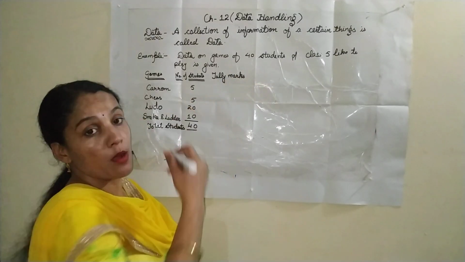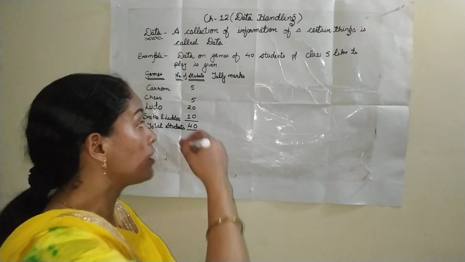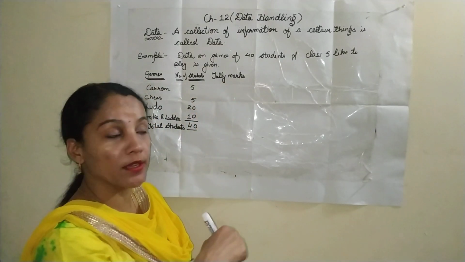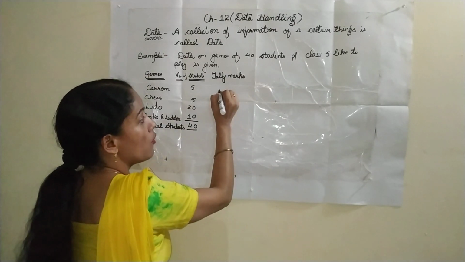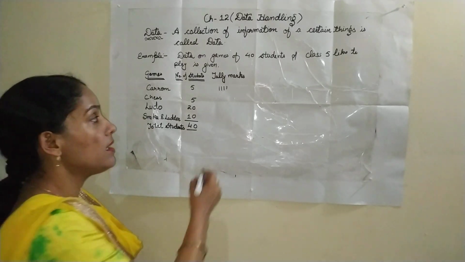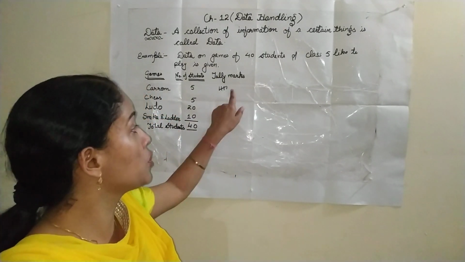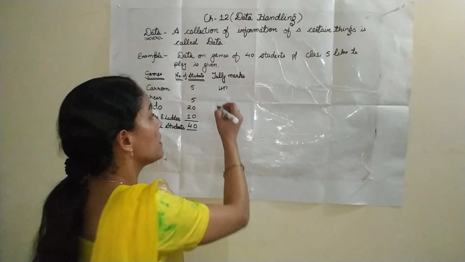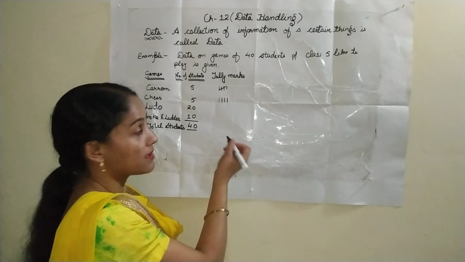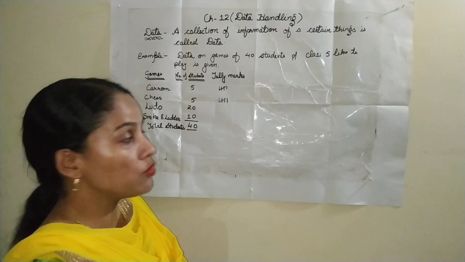All of you studied this in your previous class also. Just remember how to draw tally marks. For 5, how do you draw tally marks? 4 standing lines and then 1 slanting line from last to first. This shows 5. Then again 1, 2, 3, 4, four standing lines and 1 slanting line from last to first.